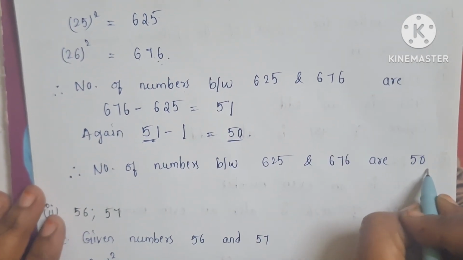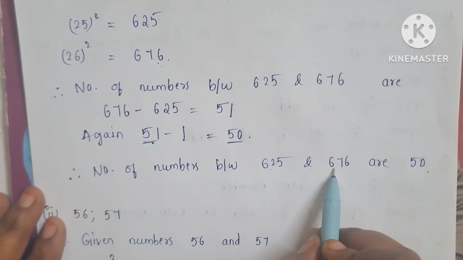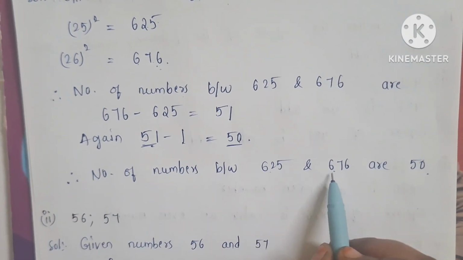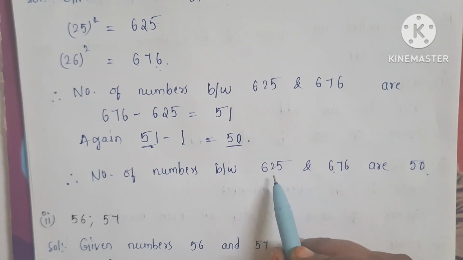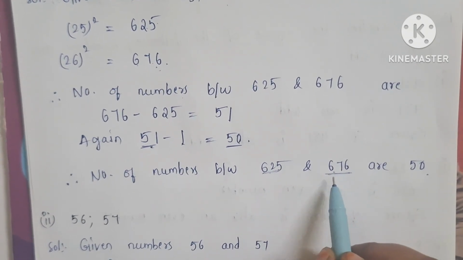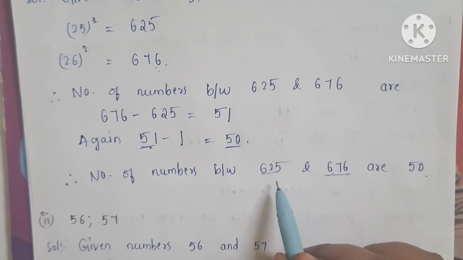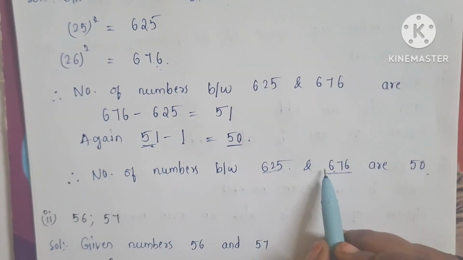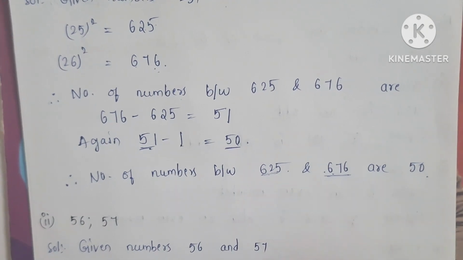See, if you have any doubts, you can list out all the numbers and find the number of numbers between 625 and 676. Since it says between, we are not going to include these two numbers. Okay, only the in-between numbers. That means from 626 to 675.